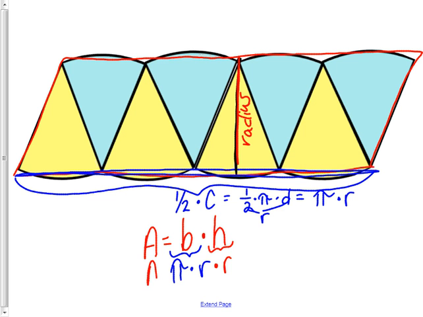So there is our formula for area of a circle: pi times radius times radius. You'll usually see that written as pi r squared. That's how you'll usually see that formula written. So now let's look at applying that formula.